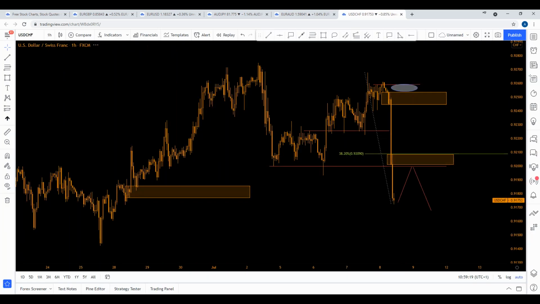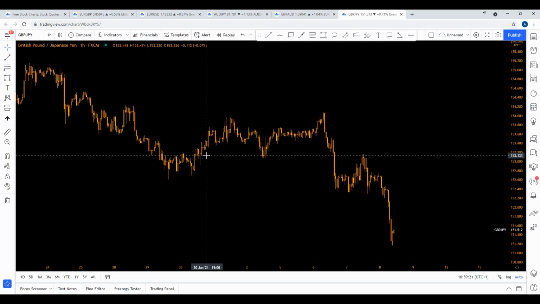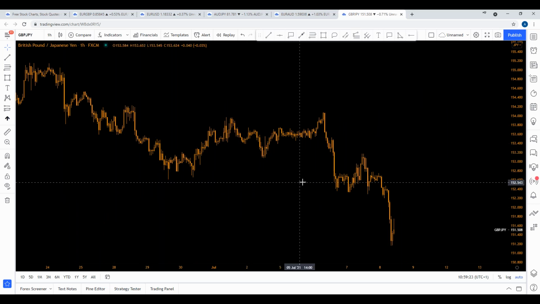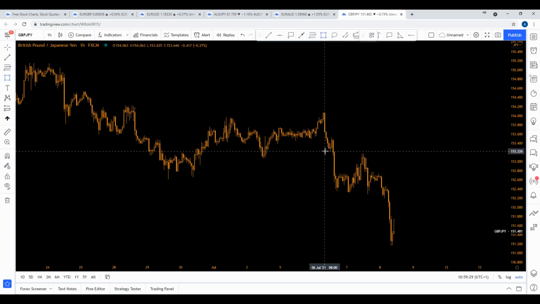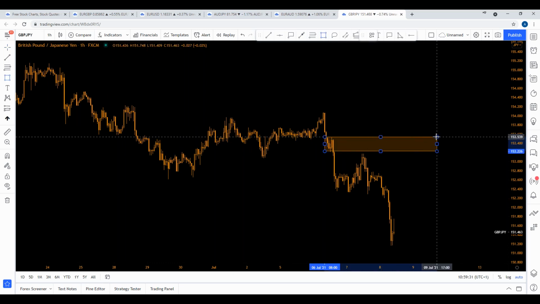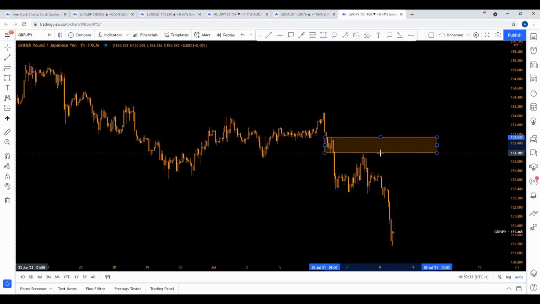Pound yen on the H1 on the 6th. Are you talking about this area here, Andrew, I assume? Yeah. This is quite a nice area, actually. Yeah, very nice area. But it didn't touch. On this feed, it didn't touch. I mean, what area? Was you looking at this area here?